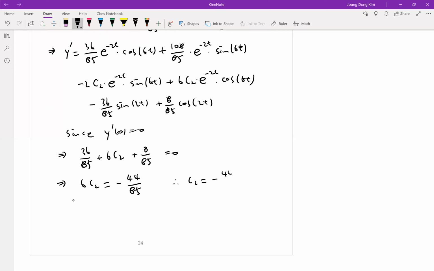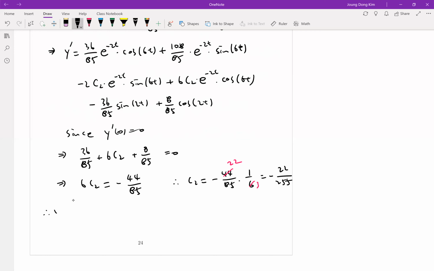Negative 44/85 times 1/6. Then simplify a little bit before multiplying, something like that. And that is equal to negative 22/255. Okay, that's it. We found everything.